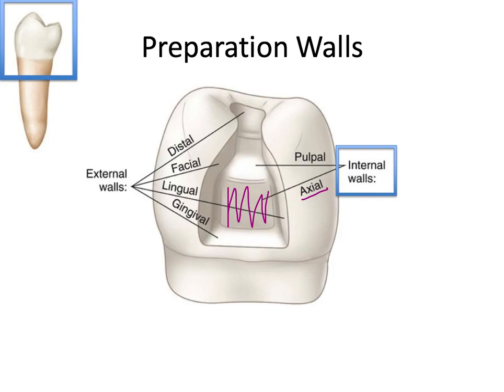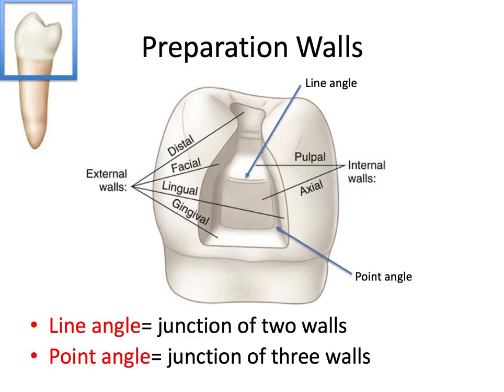And finally, we have... I'm running out of colors. Finally, we have the pulpal wall, or more commonly, the pulpal floor, because it lays flat along the base of the prep and runs just above the pulp chamber. In a class 1 restoration, you won't have this cut out proximal box area, and so the only internal wall you would have in a class 1 preparation is the pulpal floor. So hopefully all of that makes some sense.